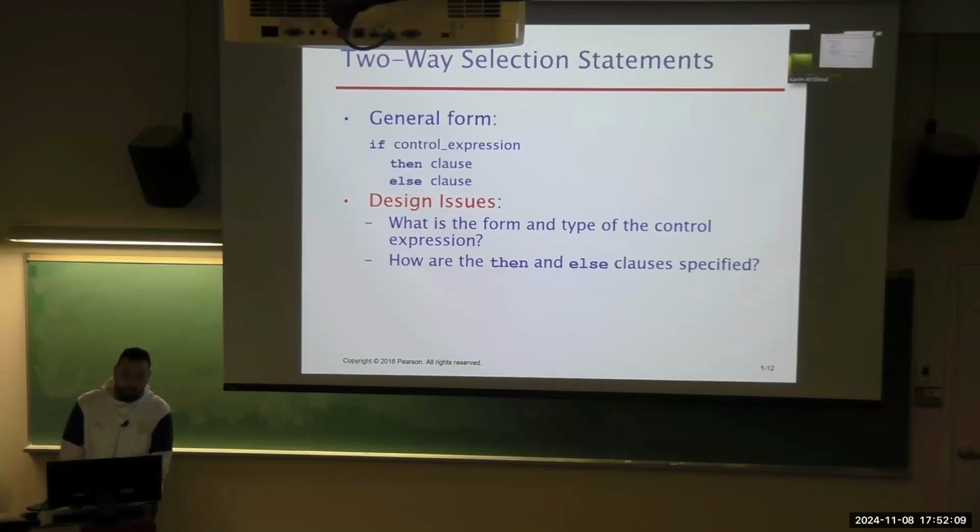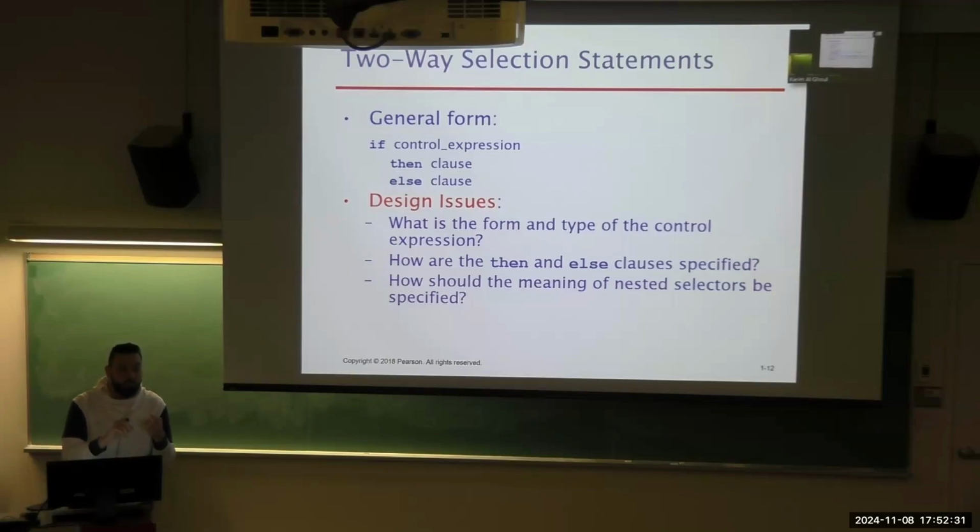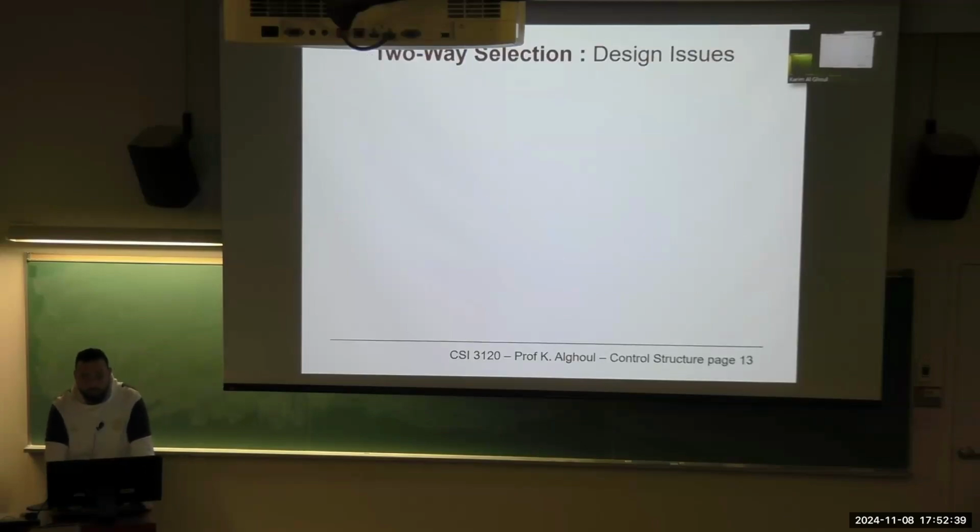Another one was, how are the then and else clauses specified? So we're going to talk about it. Should we allow something to be without brackets, or should we be strict about brackets? The third one was, how should the meaning of nested selectors be specified? Also, we have the if, then, else. So for example, this else, how does it follow the if when there's a nested if? So we're going to talk about it more with some examples.